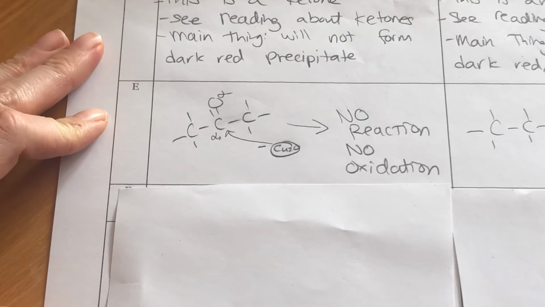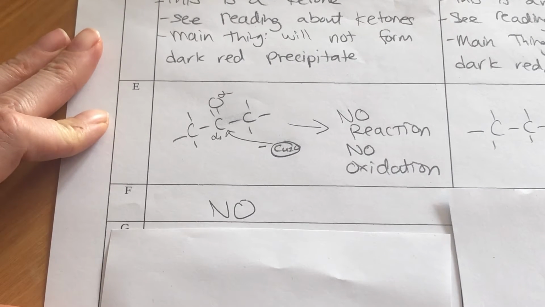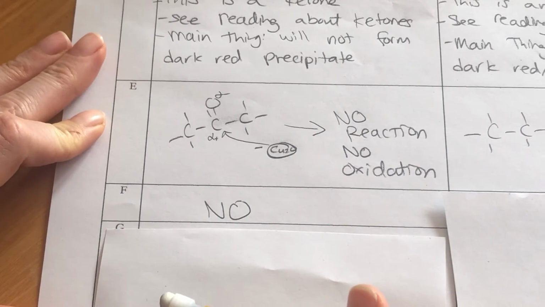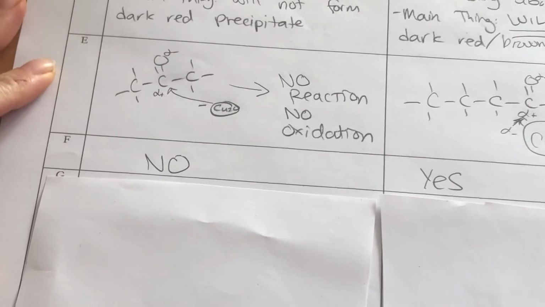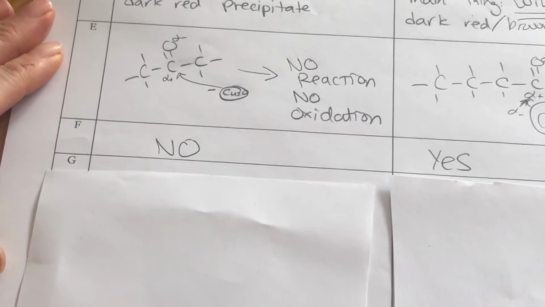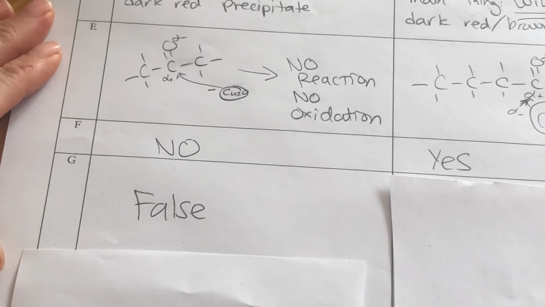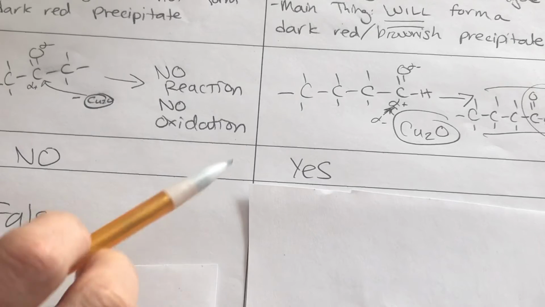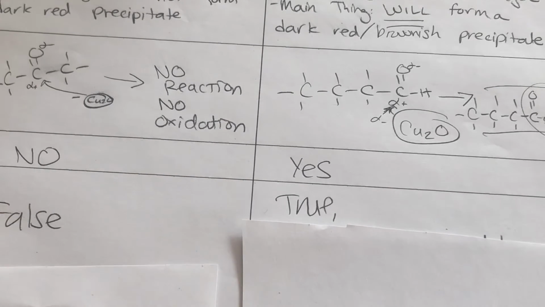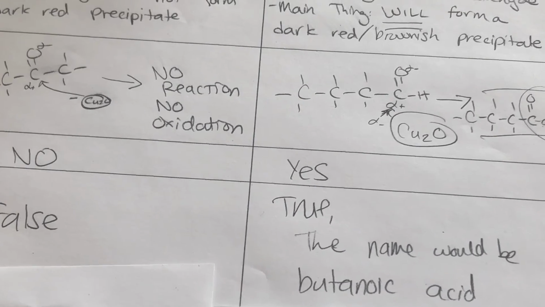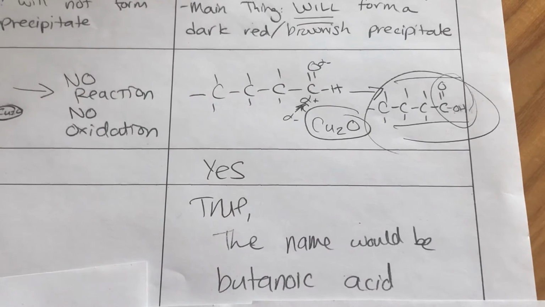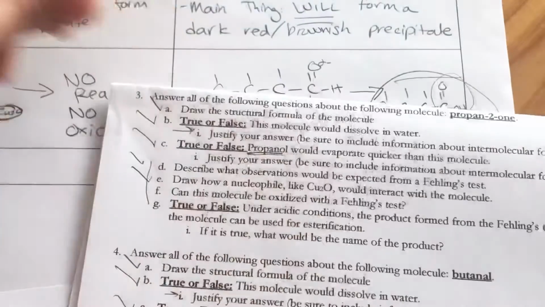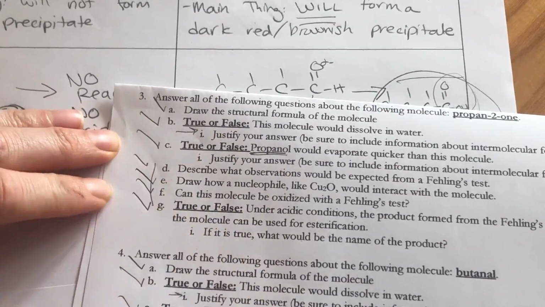For propan-2-one in the very beginning, no, it cannot be oxidized. It is a ketone, so it will not be oxidized. And for this one, yes, it will be oxidized. So in this case, true or false for propan-2-one, it would be false. That's all you would need to write. But for butanol, because it can be oxidized, it would be true, and the name for the molecule would then be butanoic acid. Looking back, this was butanol, and now it is butanoic acid, remembering that a carboxylic acid is formed when you oxidize an aldehyde. So that is number 3F, 3G, 4F, 4G.